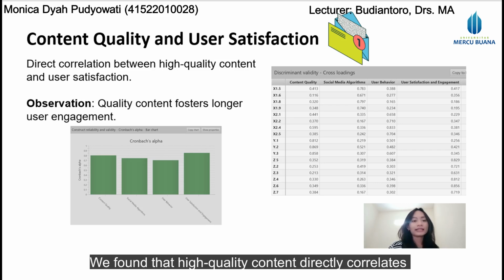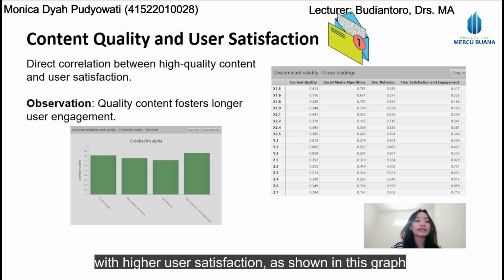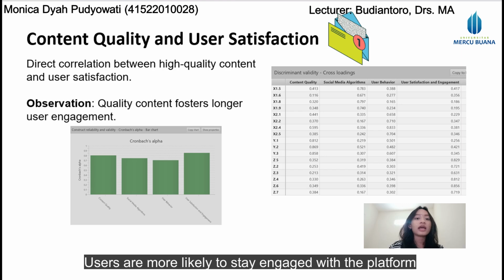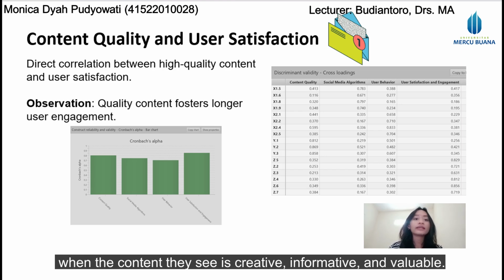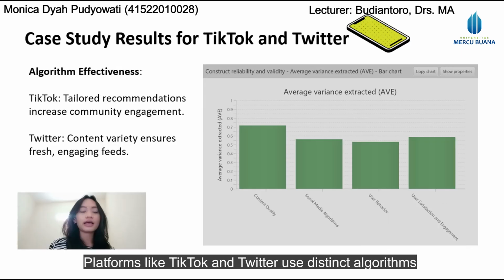We found that high-quality content directly correlates with higher user satisfaction. As shown in this graph, users are more likely to stay engaged with the platform when the content they see is creative, informative, and valuable.